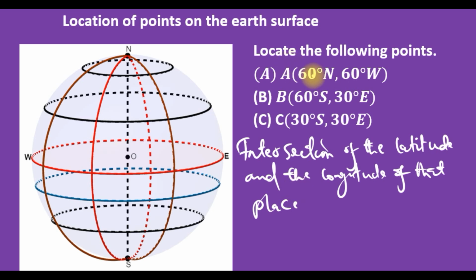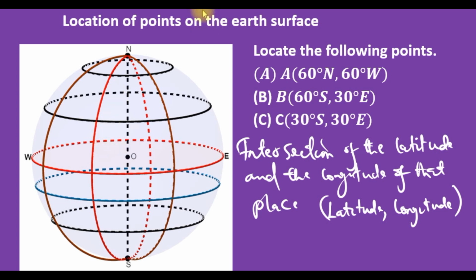So example, if we are to locate, and mind you, a point is always written latitude followed by longitude. So the first coordinate is the latitude, while the second one is the longitude. So as you can see, whatever you see here must be either north or south, while whatever you see here is either east or west. So let's now locate these points.